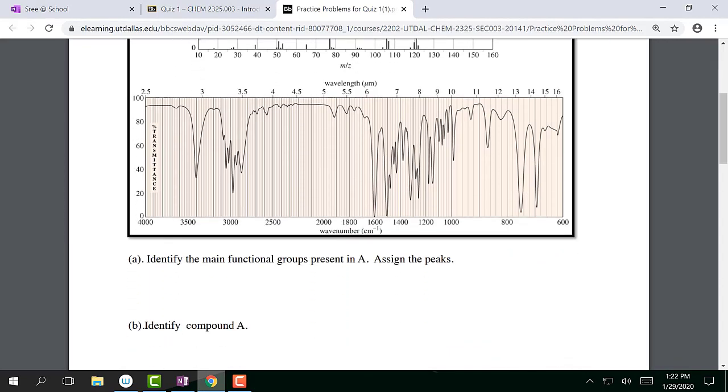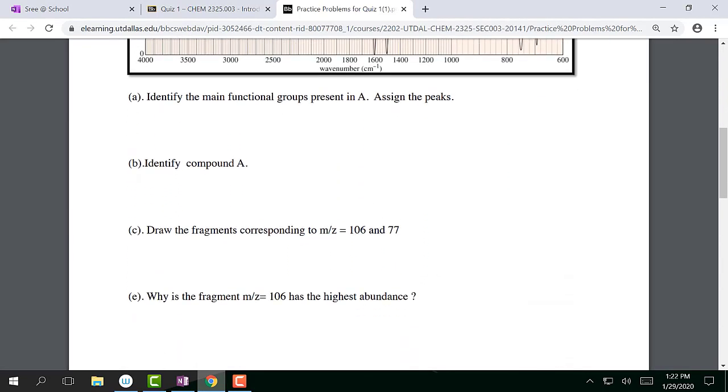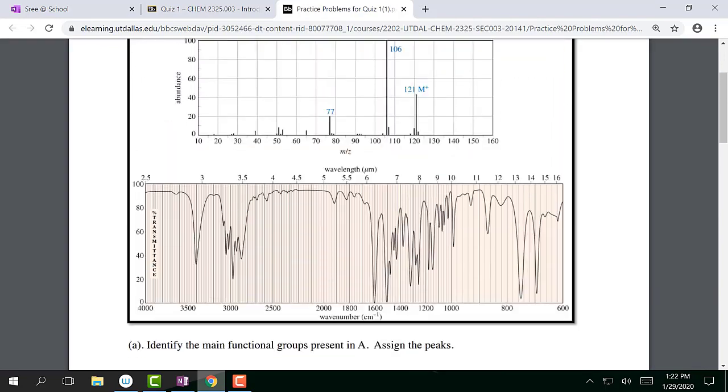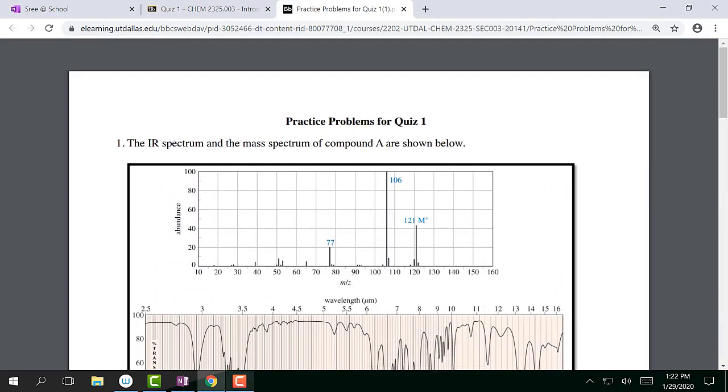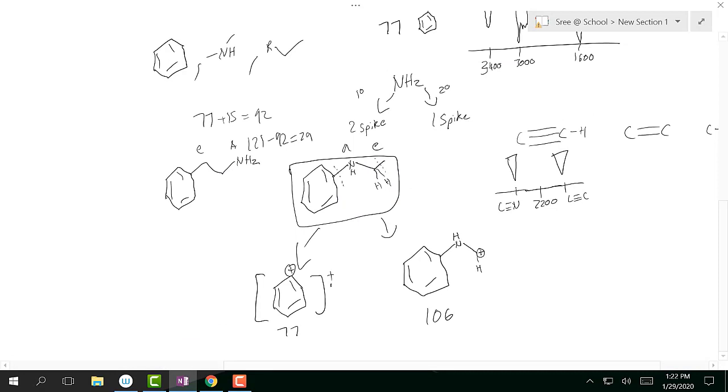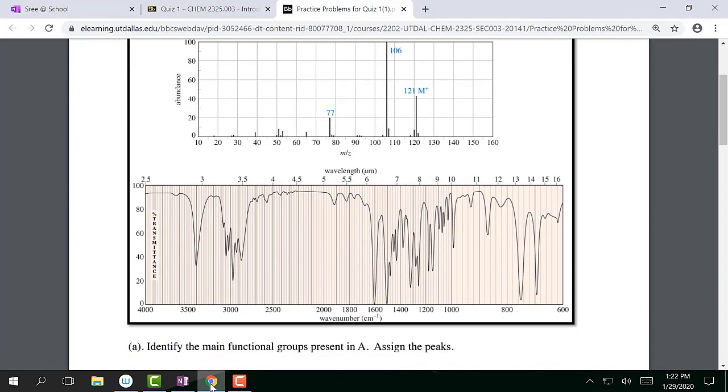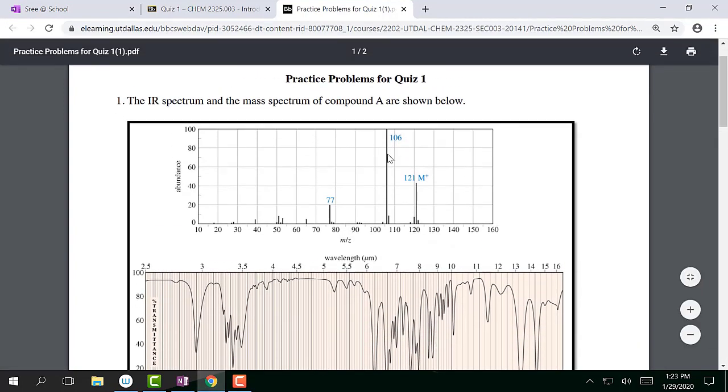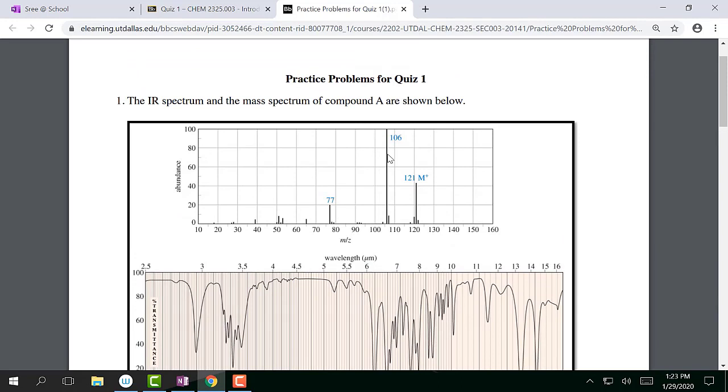And then why is the fragment 106 the highest abundance? Okay, so the reason why this is the highest abundance, because this positive charge can resonate with the nitrogen right here, and then it can then resonate with the benzene ring. Anytime you see the highest peak, that just means it's the base peak, and that means it has the highest abundance. So all that just means that it's the most stable carbocation, and so that usually means there's resonance involved.